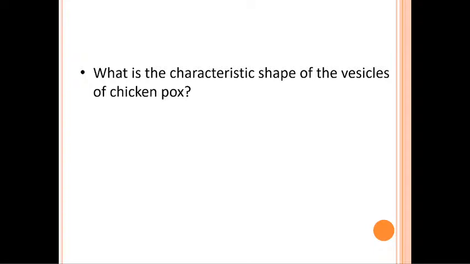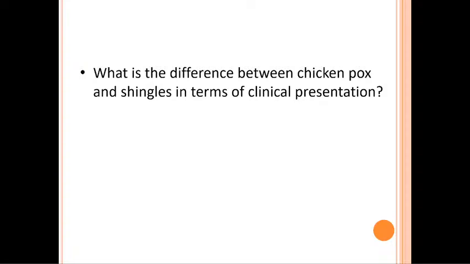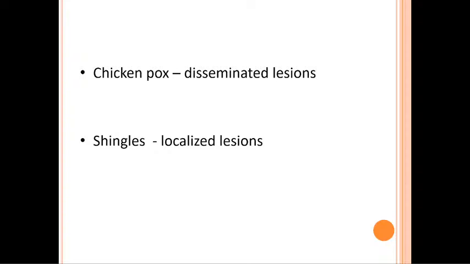Okay? What is the characteristic shape of the vesicles produced by chickenpox? They have what you call a rose petal with dew drops. Kasi reddish siya talaga. Tapos parang may tubig-tubig. Okay? Or dew drops ba? I think in Tagalog, this is known as habog. Okay? And the difference between chickenpox and shingles in terms of clinical presentation is that chickenpox has disseminated lesions, so starting from the body outward. Okay? For shingles, it's a localized lesion.